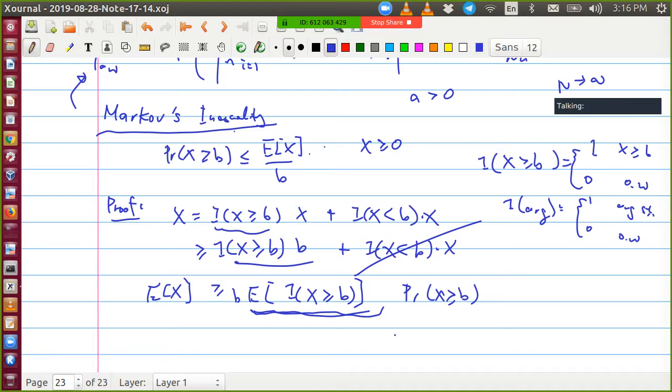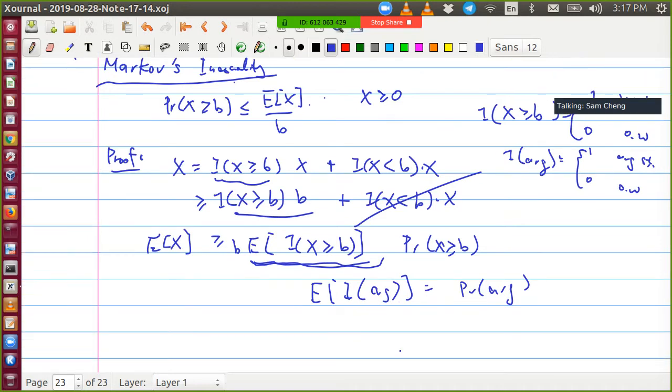What I'm saying is this will be just equal to the probability that x is bigger than or equal to b, right? Because you can think of the expectation of the indicator of some argument as actually just equal to the probability of the argument. Essentially what it is doing is counting the cases where the argument is satisfied, setting them to 1, and for all the other cases setting it to 0. This is exactly how we evaluate probability, right?